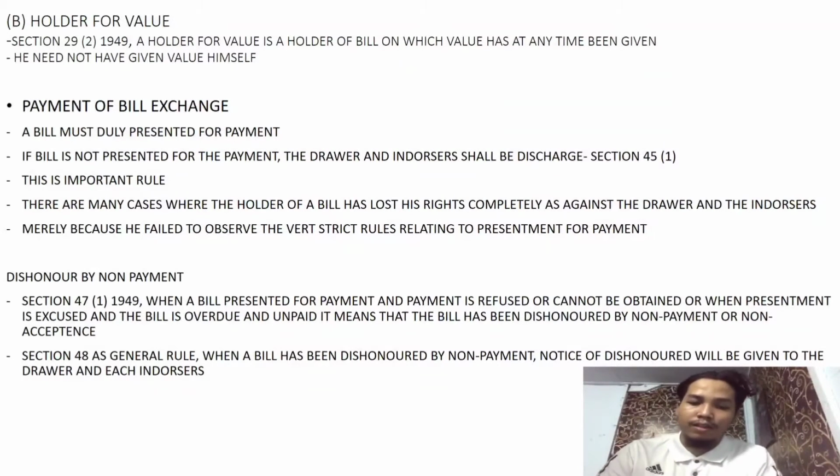Okay, the last topic is dishonor by non-payment. When a bill is presented for payment and payment is refused or cannot be obtained, or when presentment is excused and the bill is overdue and unpaid, it means that the bill has been dishonored by non-payment, according to section 47, subsection 1, Bill of Exchange Act 1949. In section 48, Bill of Exchange Act 1949, as a general rule, when a bill has been dishonored by non-acceptance or non-payment, notice of dishonor will be given to the drawer and each endorser.